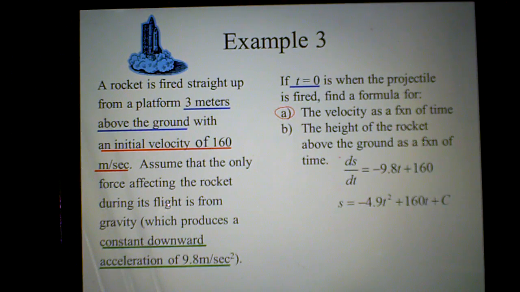To get the height, I need to take the antiderivative of velocity, because the antiderivative of velocity is position. So there's me getting the antiderivative plus c, and then using the initial condition that at t is equal to 0, the rocket is 3 meters above the ground. And there's me plugging that in, and getting the height of the rocket above the ground as a function of time. Yay. So, given all of this, you should be able to do the homework assignments given at the first of this slide.